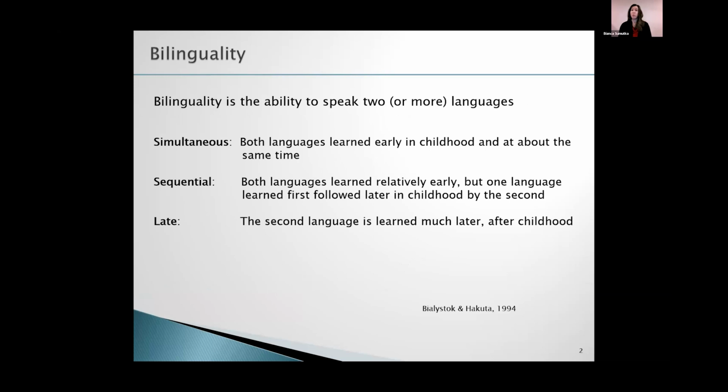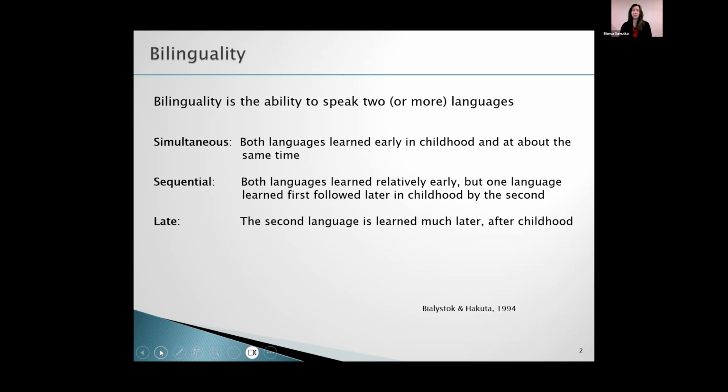You probably know bilinguality is the ability to speak two or more languages. And oftentimes when we do bilingual research, bilinguals are characterized based on how they learned those two languages. Simultaneous bilinguals are individuals who have learned and used both languages from birth, and sometimes in the literature they're referred to as crib bilinguals because of this. Sequential bilinguals begin with one language, but learn their second language relatively early, typically in childhood. And then late bilinguals learn the second language much later, after early childhood.